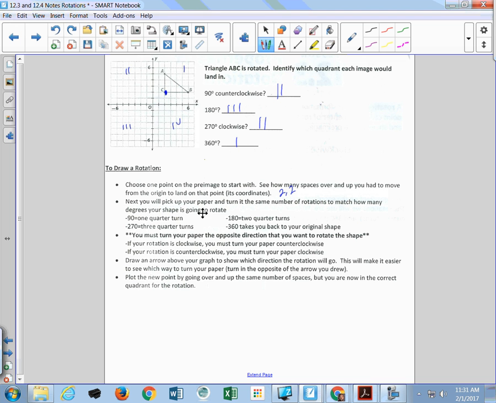All right, and then you're going to draw an arrow above your graph to show which direction the rotation will go. All right, this will make it easier to see which way to turn your paper, in the opposite direction of the arrow you drew. All right, so this is when you turn your paper back.